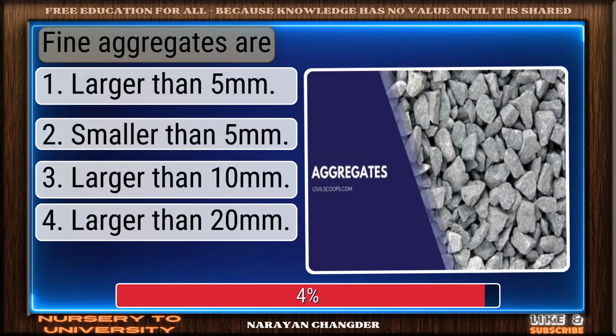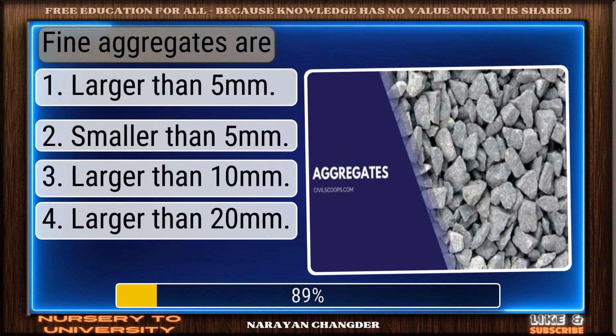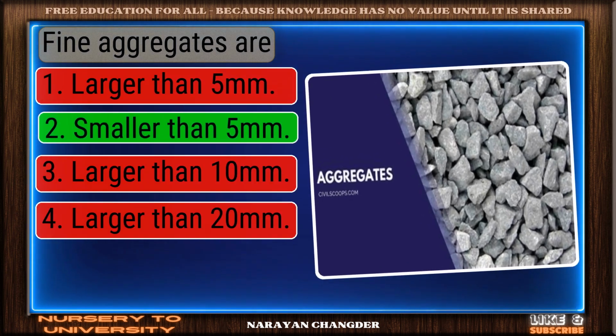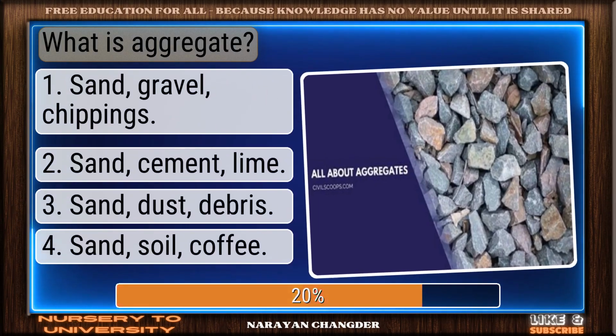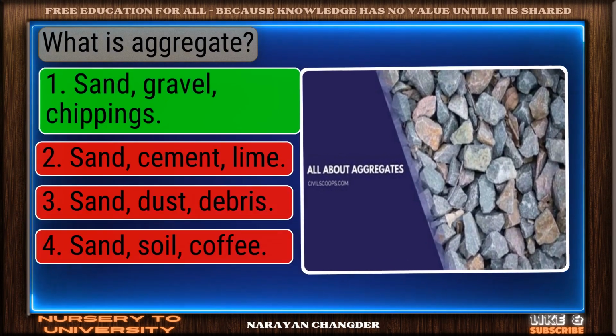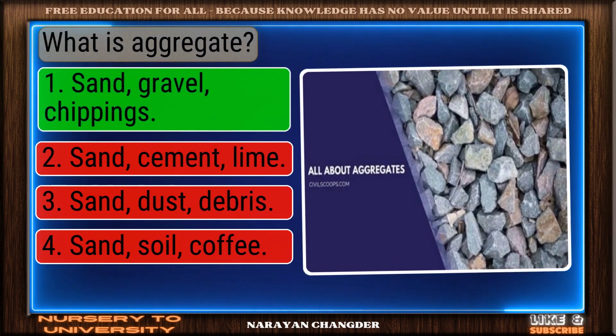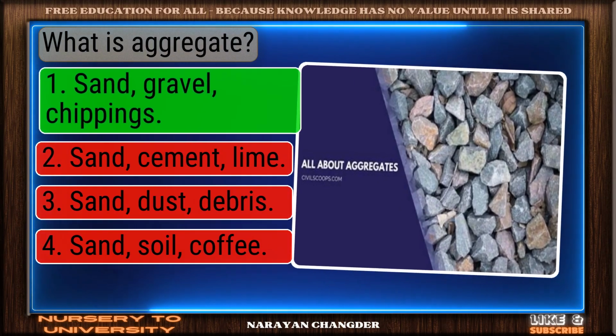Fine aggregates are. Bravo. Smaller than 5 mm is the answer. What is aggregate? Smart pick. Sand, gravel, chippings is the correct choice.